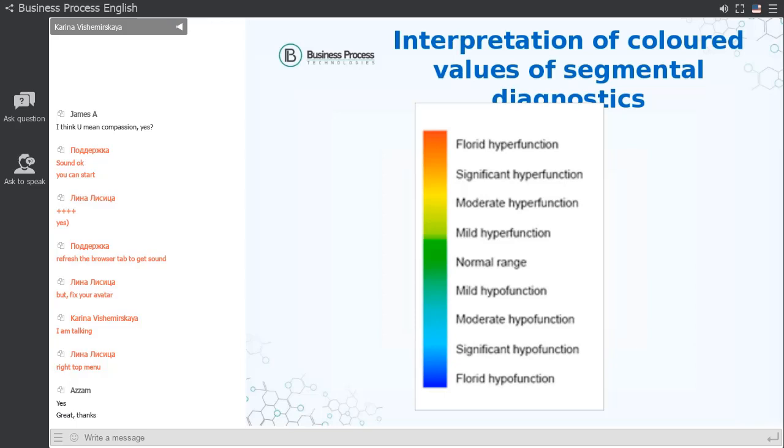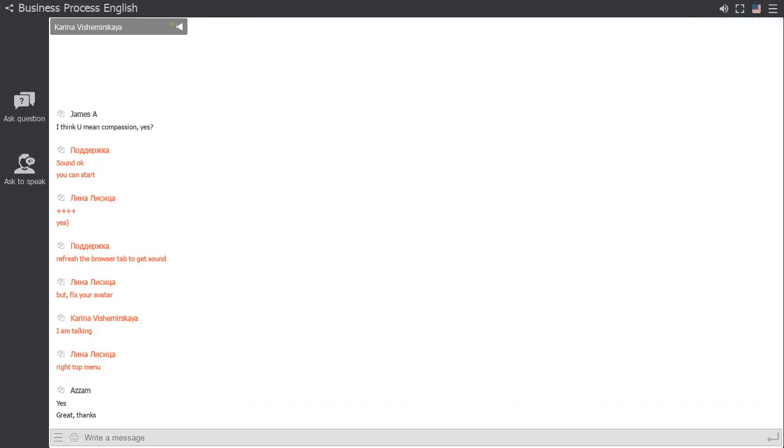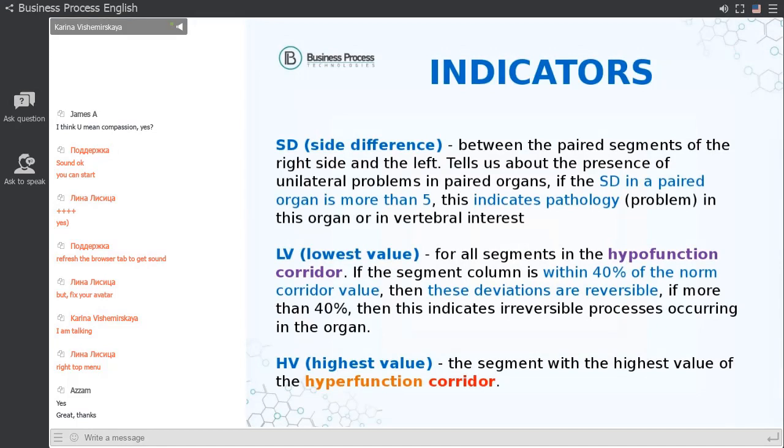So if we see a lot of blue colors, a lot of hypofunction in our report, and if we see a lot of side difference between the paired organs, we will definitely need to look if the person has some problems associated with the spine. This is called vertebral interest. So let's remember, everything is blue and a lot of side differences, more than 5, we need to ask the person about some problems with his spine, with vertebral column.